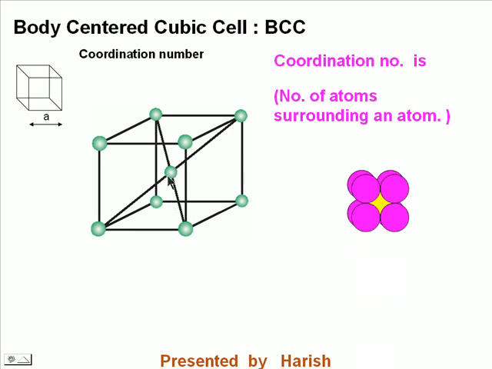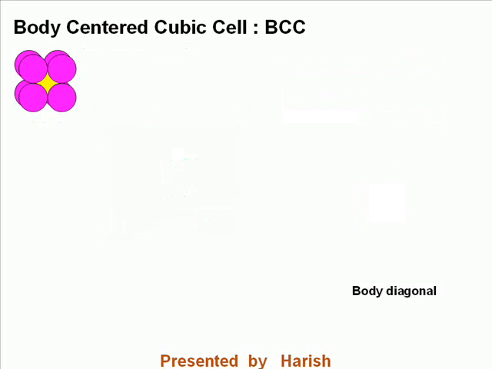I'll take this particular sphere which is at the center of the cube. This is clearly surrounded by 8 spheres which are at the corners of this cube. So you can see that the yellow sphere which is inside is surrounded by 8 spheres. So the coordination number is 8. The number of atoms surrounding an atom, that should be the coordination number.